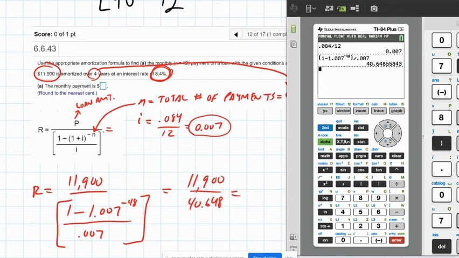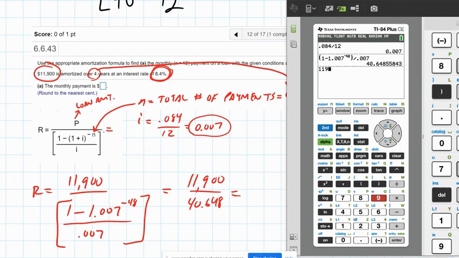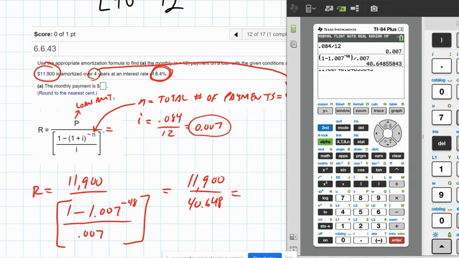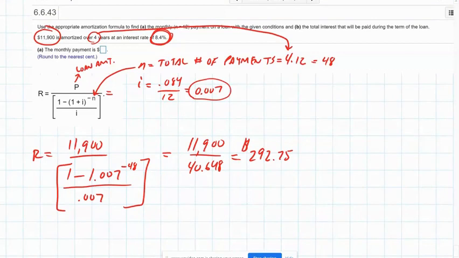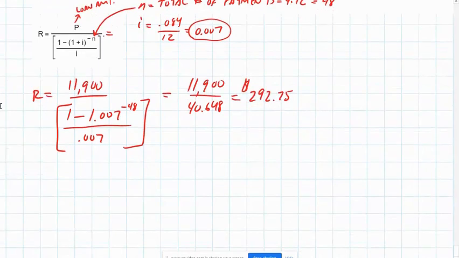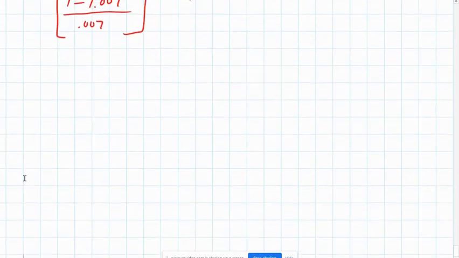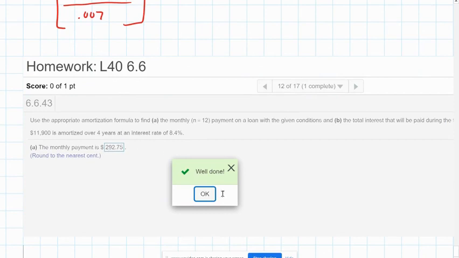And so now we're going to do 11,900 divided by that answer. And that turned out to be $292.75. So that would be our monthly payment, $292.75 per month. You can see when I typed that in, it did accept that answer, $292.75.